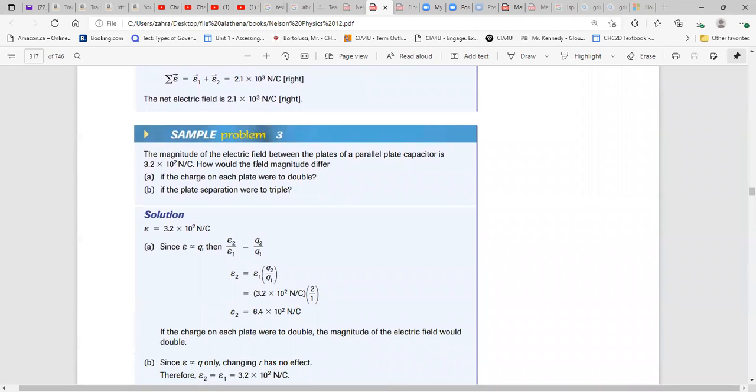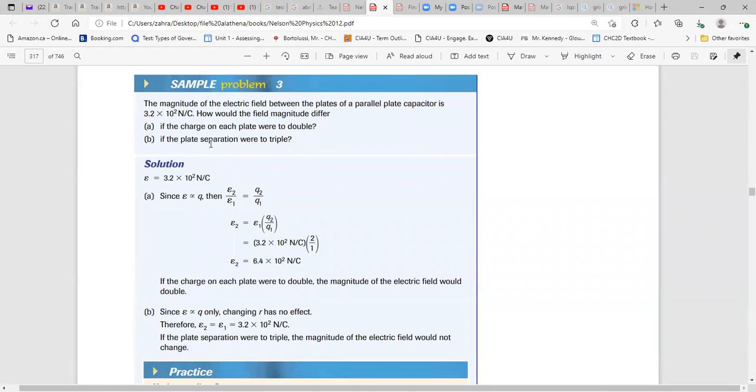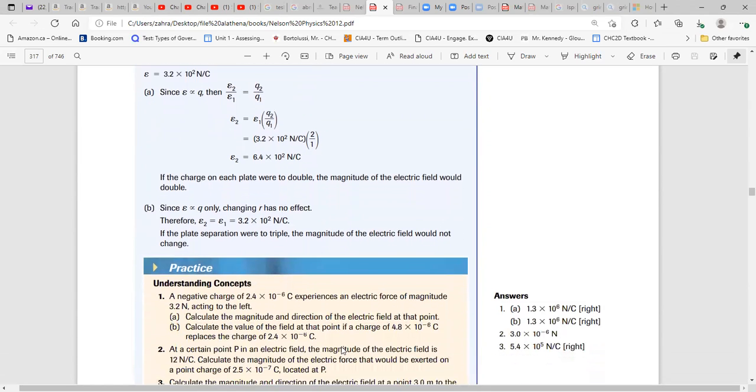Here's another. The magnitude of the electric field between the plates of a parallel plate capacitor is 3.2 times 10 to the power 2 newtons per coulomb. So this is the electric field. What happens if the charge on each plate were doubled? We know the electric field is proportional to Q. If the charge is doubled, of course the electric field will double, so you just multiply it by 2. If the plate separation were to triple, you know the separation between the plates does not affect the strength of the electric field. So nothing is going to change.